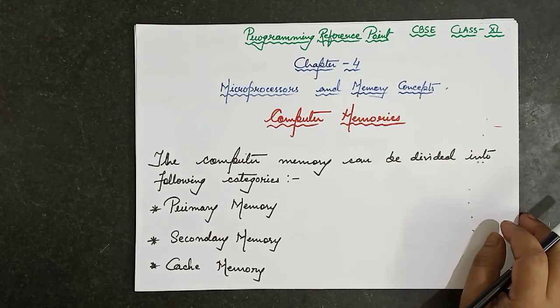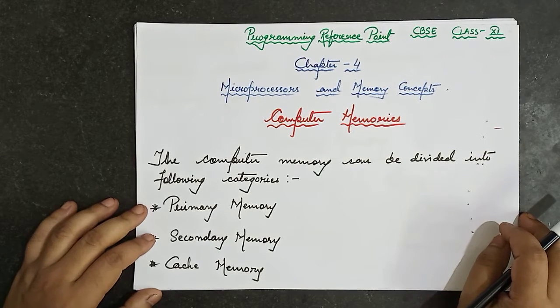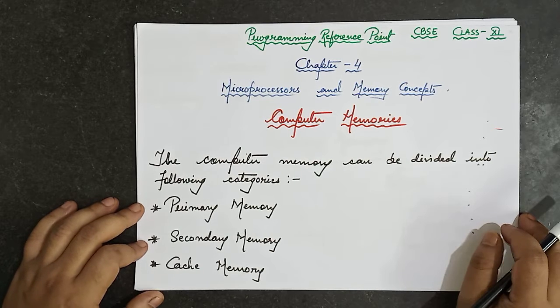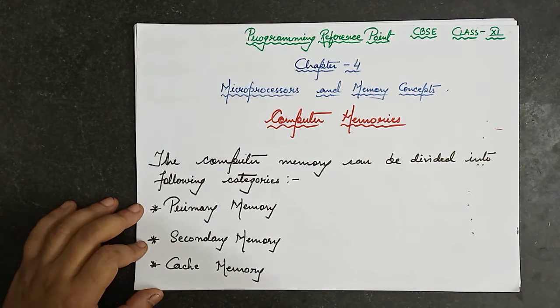Today's video we are going to talk about the computer memories. In the previous video we have discussed the memory unit. Okay, so now let us see what are the different categories of computer memory. Memory can be broadly classified into three categories: primary memory, secondary memory, and the cache memory. So let's see one by one.